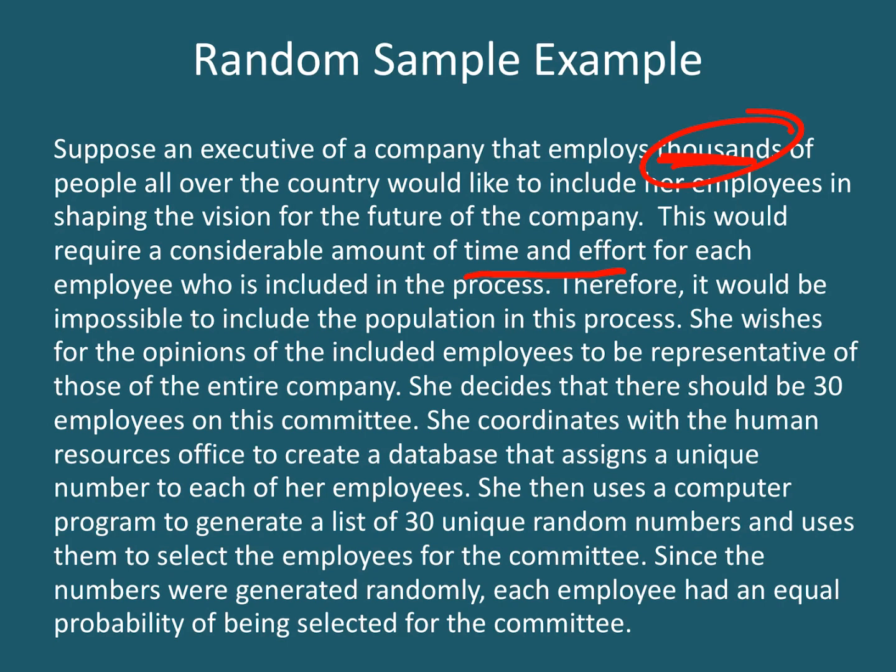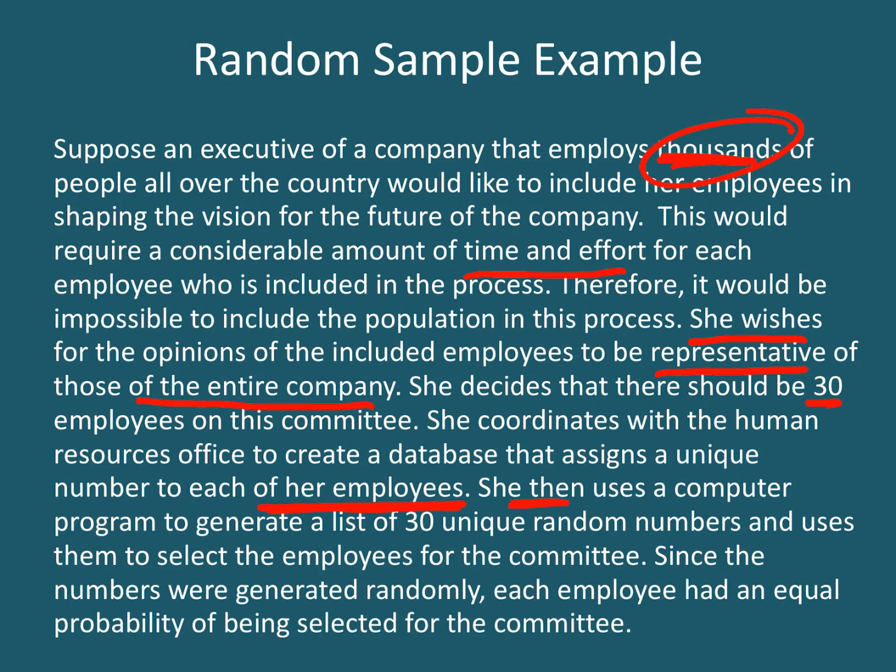To actually poll all of her thousands of employees would be impossible. So she wishes for the opinions of the included employees to be representative of the entire company. So she decides that there should be 30 employees on the committee. Now, she needs to coordinate with human resources to create the database necessary to assign a unique number to each of her employees. And by each of her employees, I mean the thousands and thousands of employees.